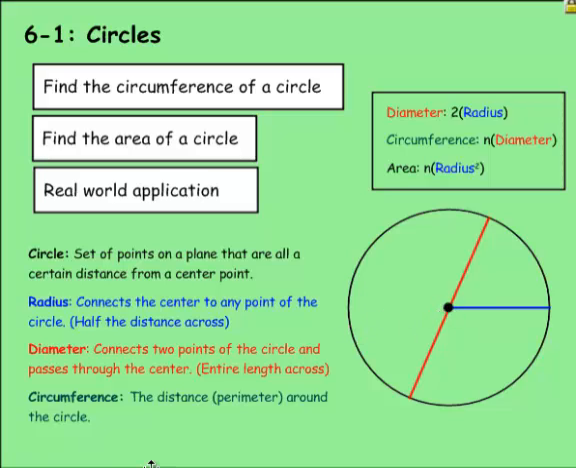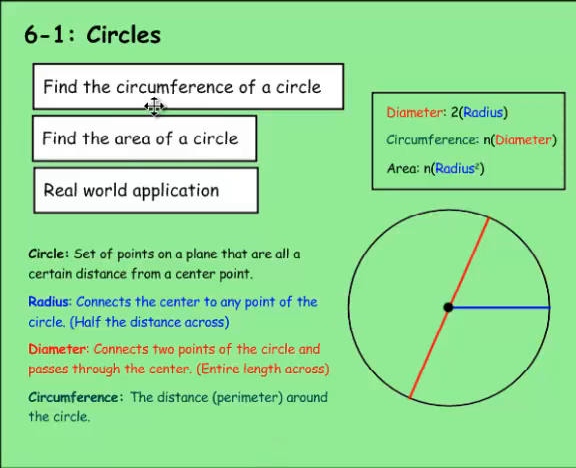We're going to be finding the circumference of the circle. So what does that mean? The circumference is the distance, or the perimeter, you could say, around the circle. So if you start here and you measure all the way around this circle, that would be the circumference.